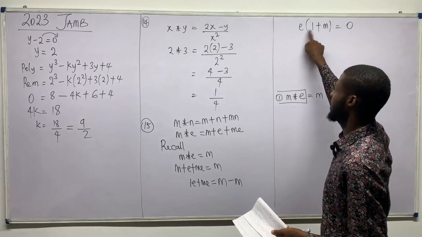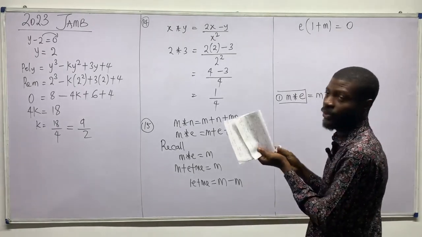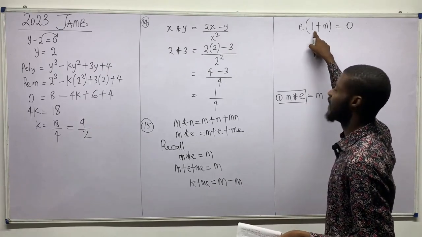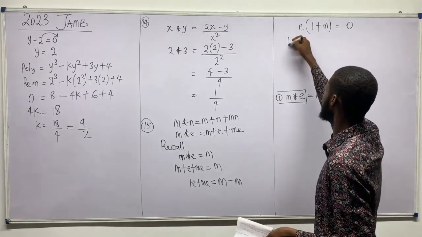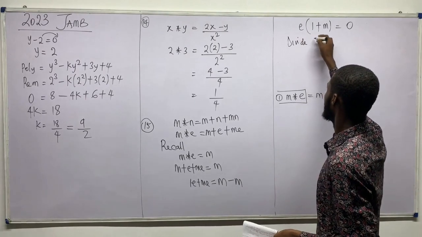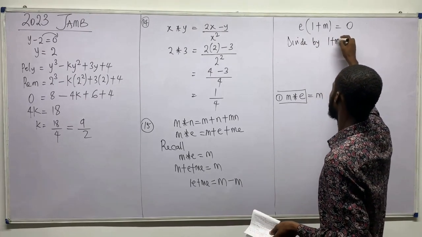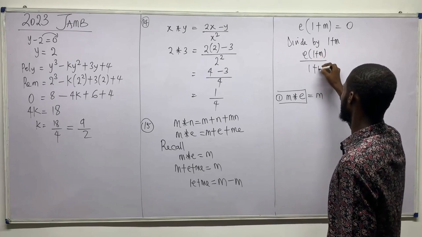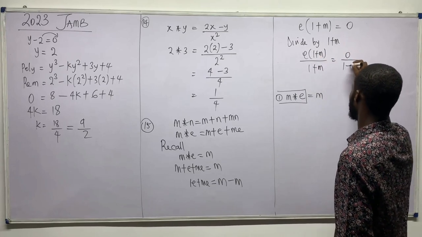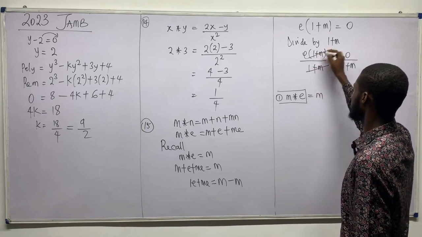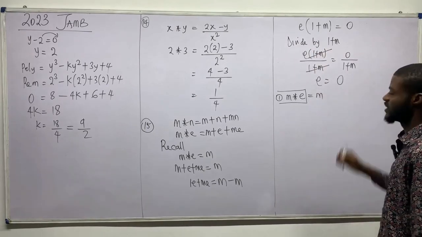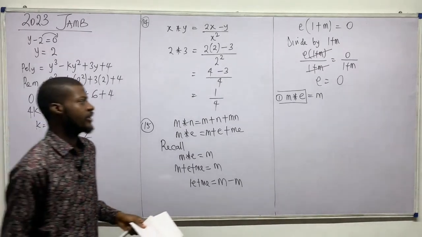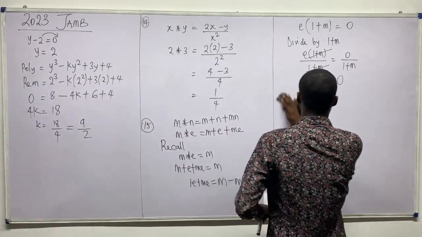Now, what's happening here? These two guys are multiplying themselves, right? And the answer is 0. So what does it mean? Any of them could have been 0. Or you can simply say, divide both sides by 1 plus M. Let me just do that. Divide by 1 plus M. So this E bracket 1 plus M over 1 plus M equals 0 over 1 plus M. So this will take away this. E is equal to what? 0.